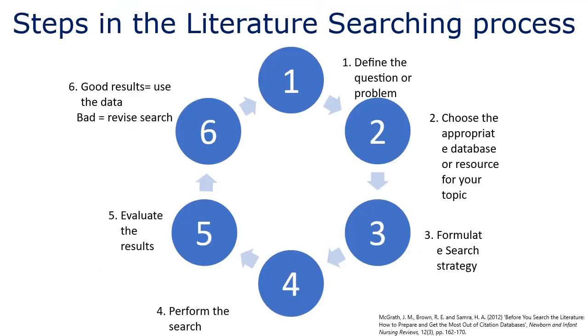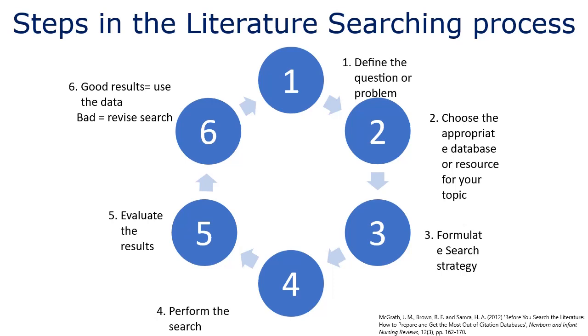The good news is that there is a recognized process or cycle evolved in literature searching, and you can take advantage of this to guide you through the process. You start off at number one, where you define the question or problem. This is where you look at the question that's been posed, you break it down into its component parts, and you start thinking of what keywords you can use to describe it. You choose the appropriate database or resource for your topic, and we've shown you where you can find the subject guides and the listings for the databases and resources for your subject.